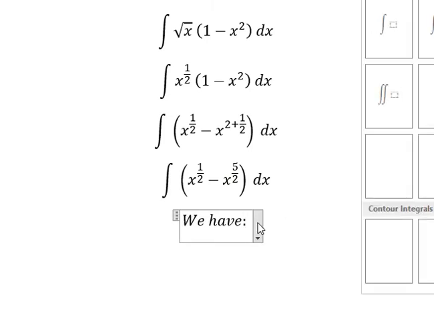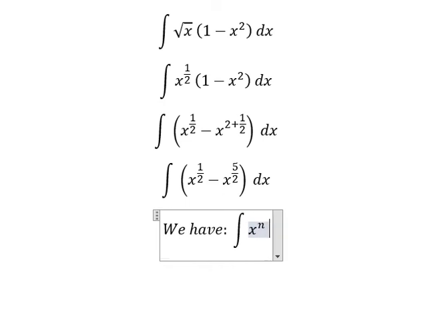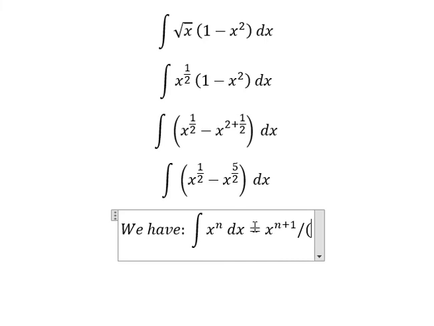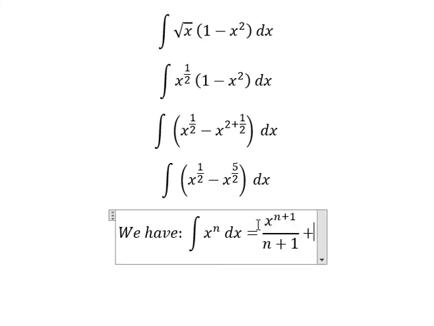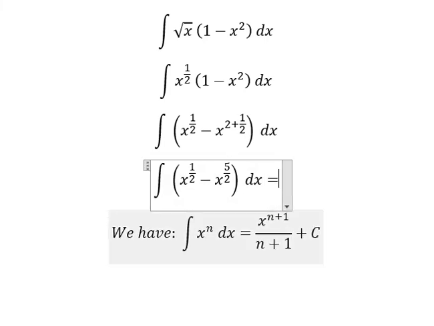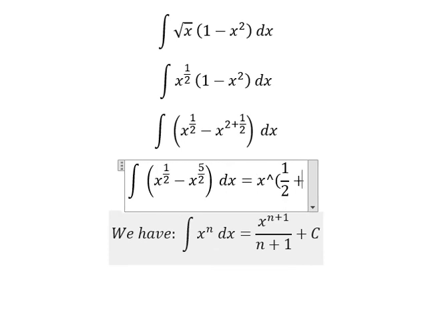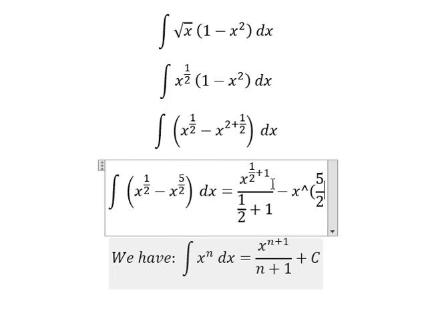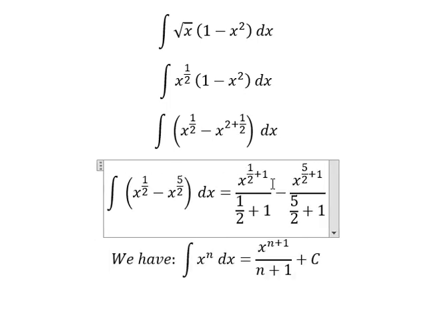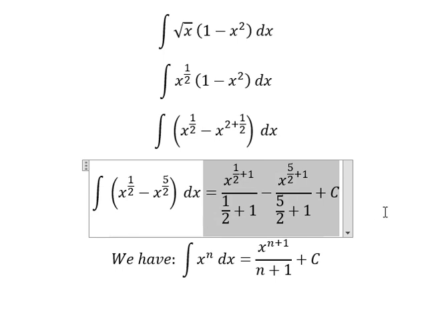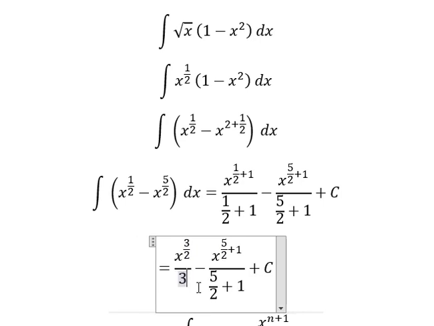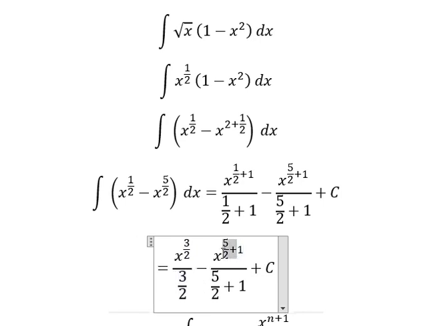The integration of s to the power of n ds, we have s to the power of n plus 1 over n plus 1, and I will put plus c. Now we can apply the formula in here. So this one we have 3 over 2. This one we have 3 over 2. This one we have 7 over 2.